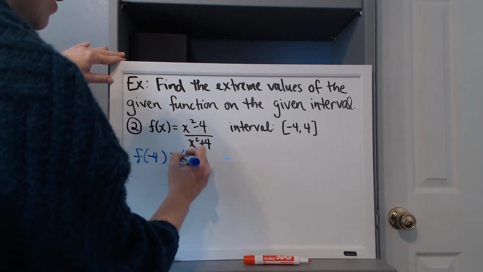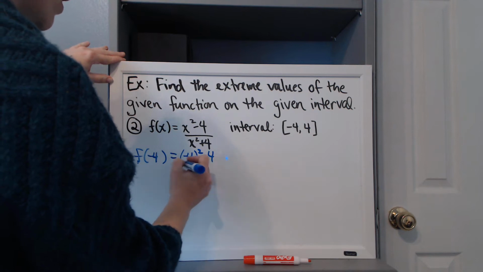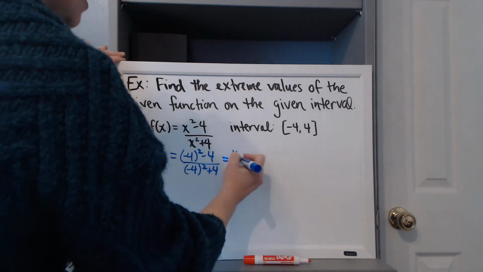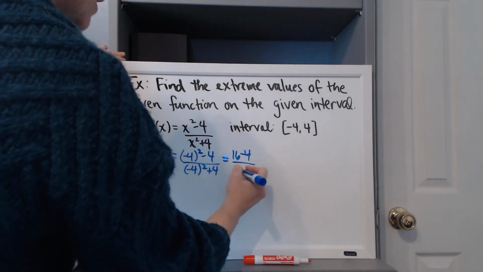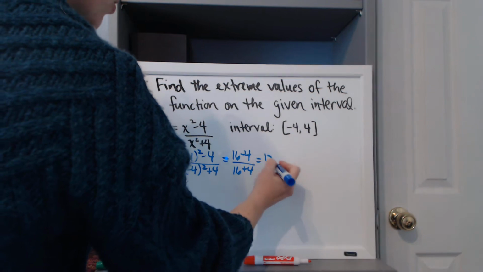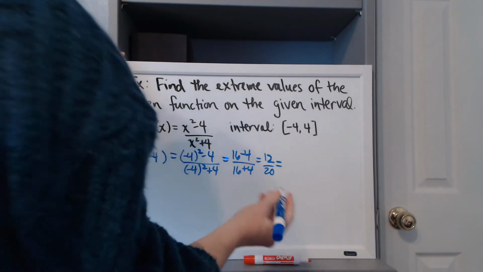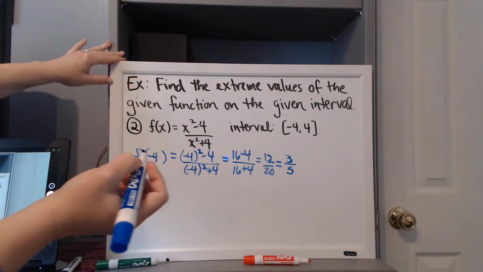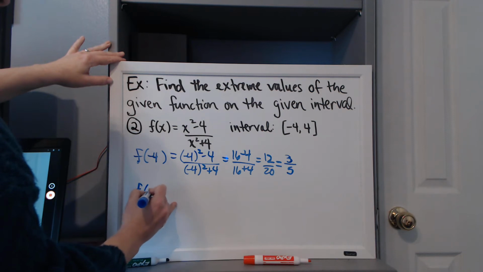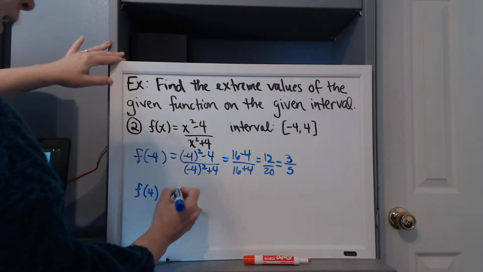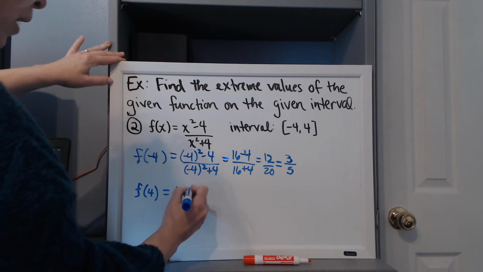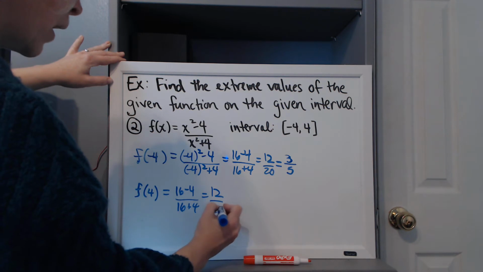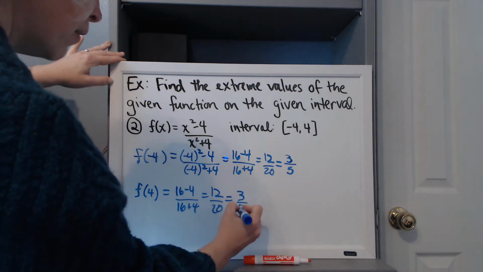So this will be negative 4 squared minus 4 over negative 4 squared plus 4. So this is 16 minus 4 over 16 plus 4, and that's going to give us 12 over 20, which we can simplify to be 3 over 5. And then for f of positive 4, we're going to get the same thing, 16 minus 4 over 16 plus 4, which will give us 12 over 20, which is 3 over 5.